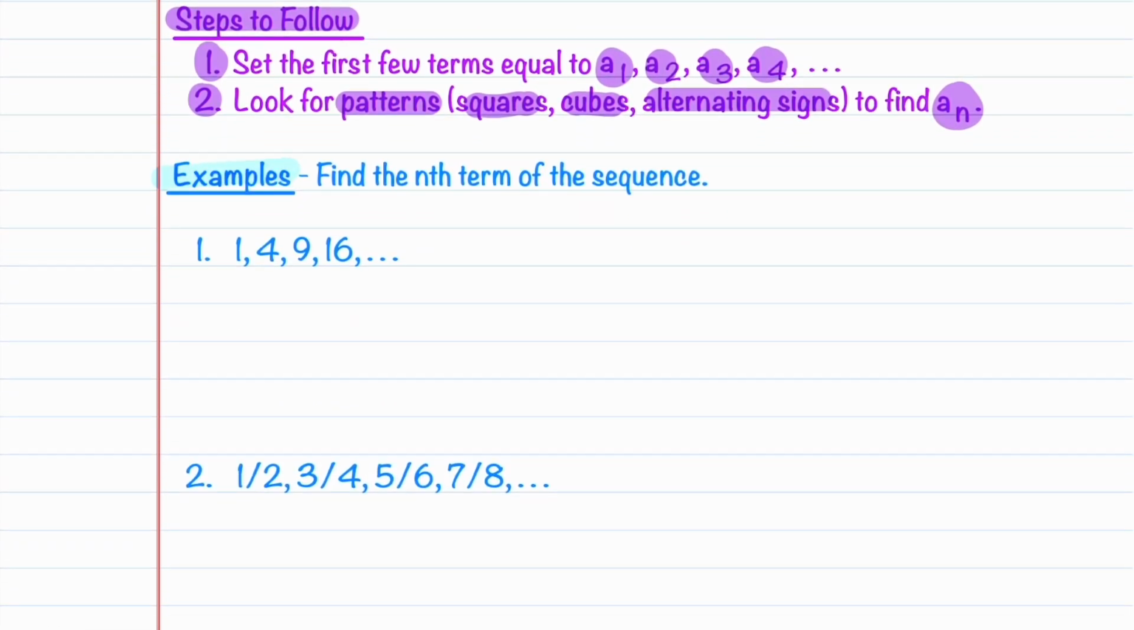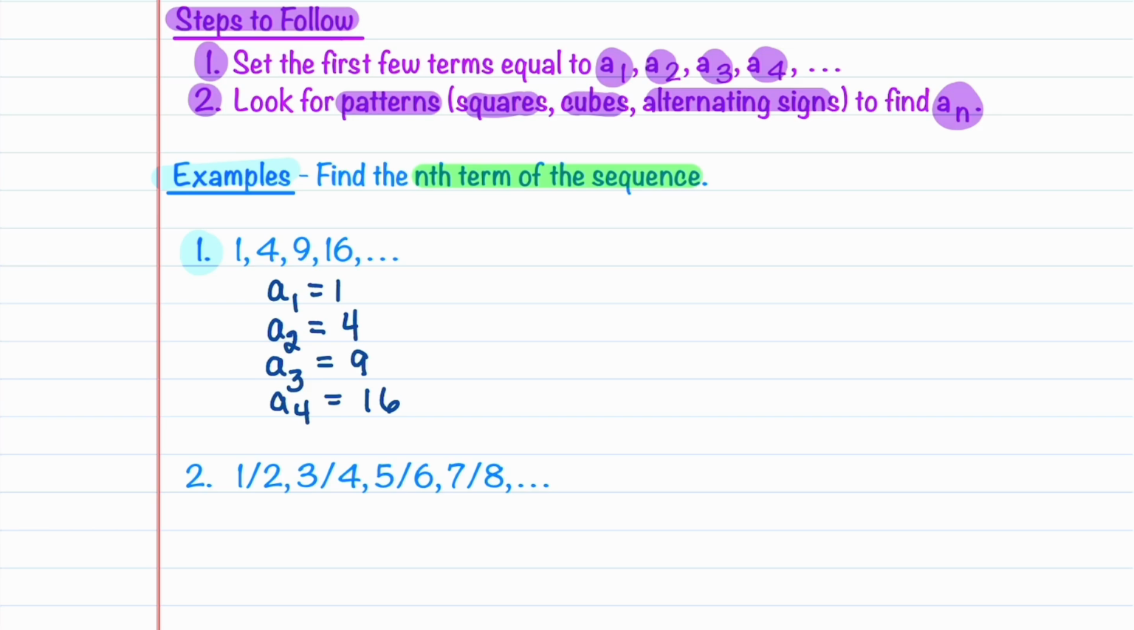Here's our examples. Our first sequence is the numbers 1, 4, 9, 16, and we want to find the nth term of the sequence. Let's start by writing down our first few terms. Our first term is A1, and it's equal to 1. Our second term is A2, and it's equal to 4. Our third term, A3, is equal to 9. And then our fourth term, A4, is equal to 16. I'm going to start by looking at A2 only because A1 is equal to 1, and it's really hard to find a pattern with that.